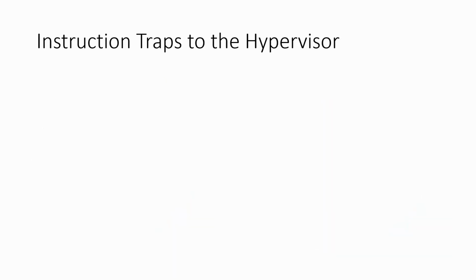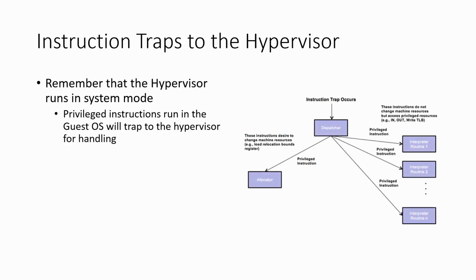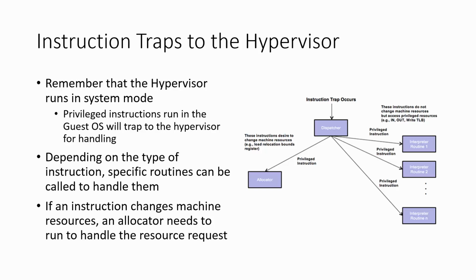So let's just take a quick look at how these instructions are handled by the hypervisor. Remember again that the hypervisor runs in the system mode. So if you have a privileged instruction that runs in the guest OS, it'll trap to the hypervisor for handling. And this is a visualization of how that occurs. When an instruction trap occurs, it is sent to a dispatcher that determines the type of instruction. Now, if it is a privileged instruction that changes machine resources, then it needs to be handled by an allocator. However, if it is an instruction that does not change machine resources, but it requires access to privileged resources, then it can be handled by interpreter routines.